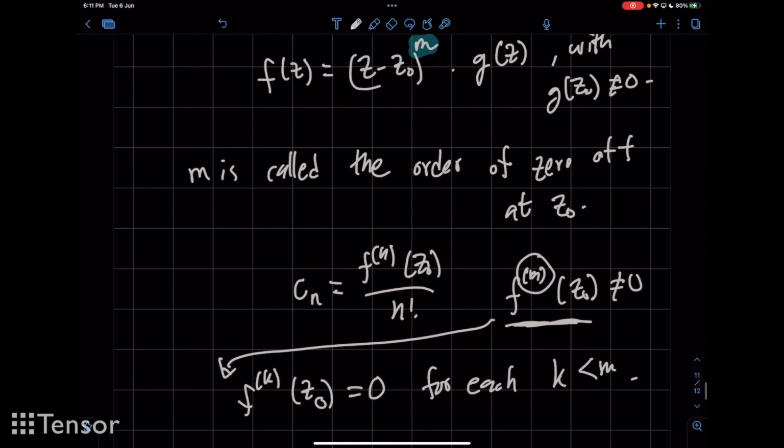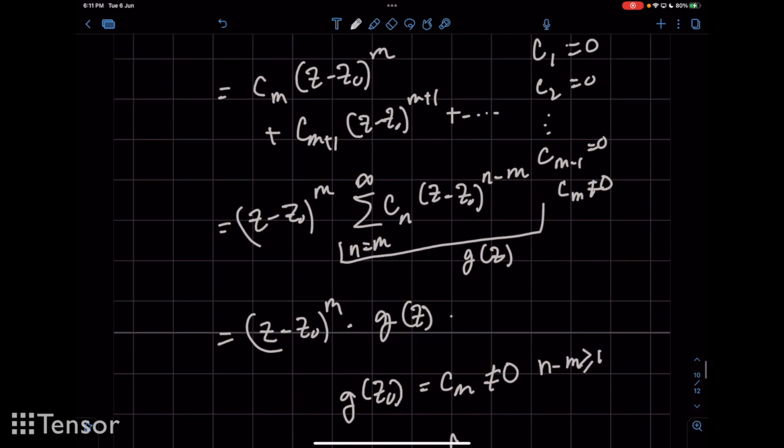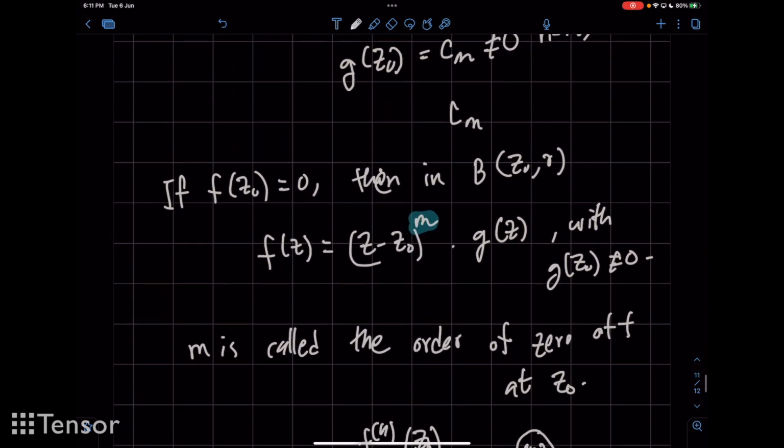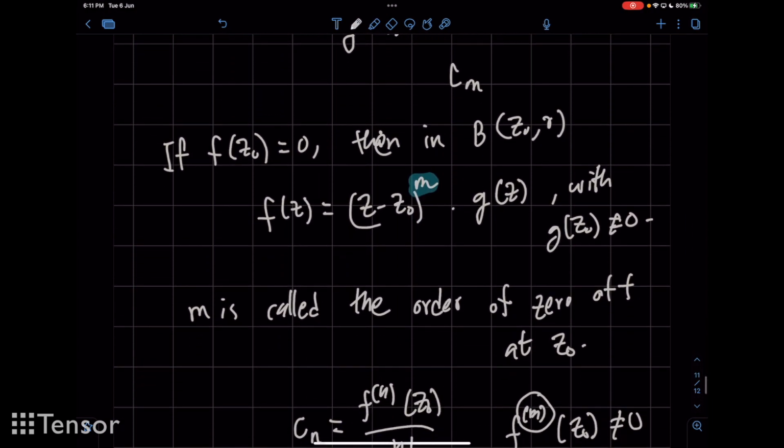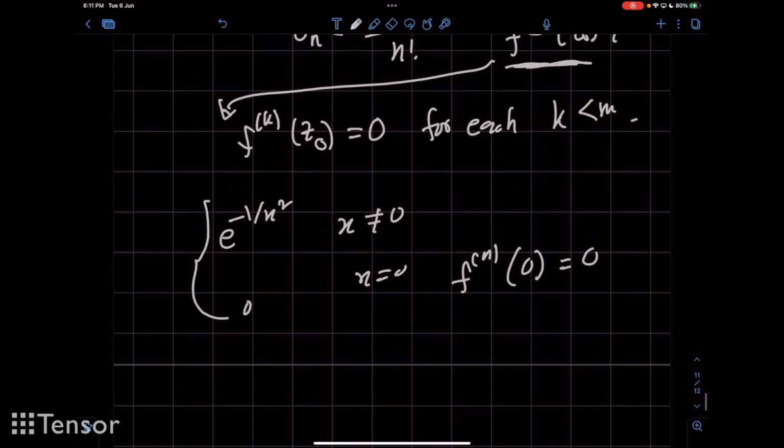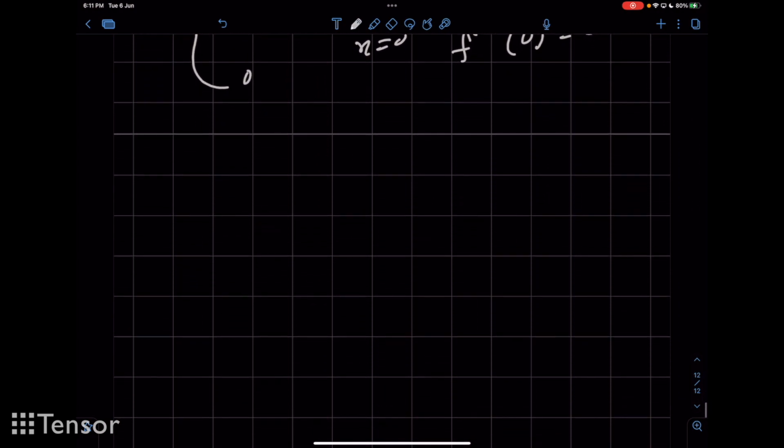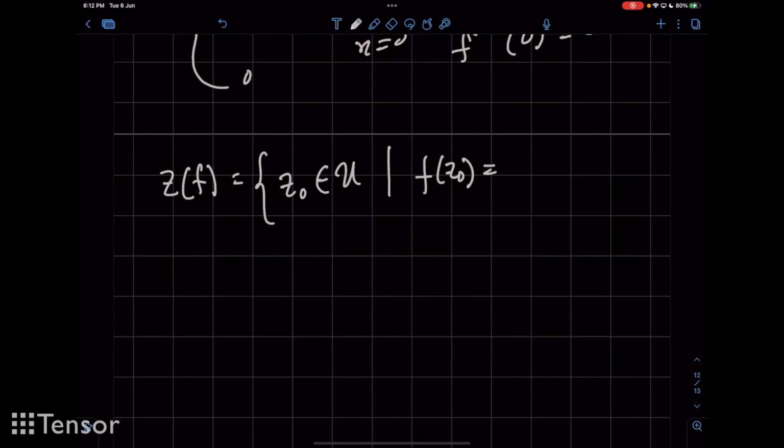All right, now we have talked about the zeros of a holomorphic function, and we defined what an order of a zero is. Now I'm going to define a zero set of a holomorphic function. So if f is a holomorphic function, the set Z of f includes all the zeros of f. That is, it contains all the z naught belonging to the domain of f such that f of z naught equals 0.